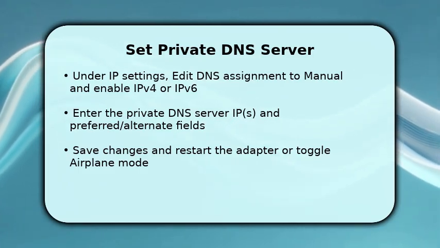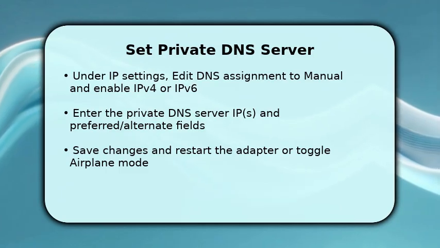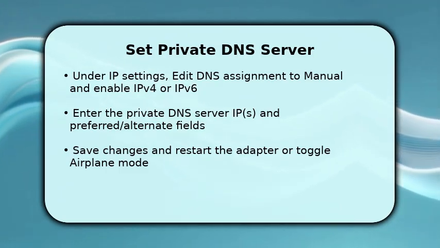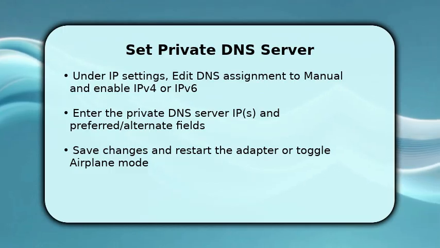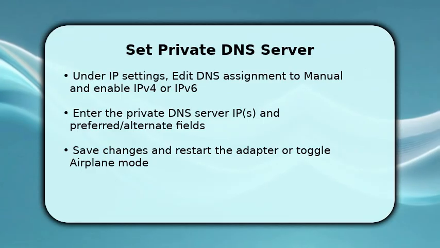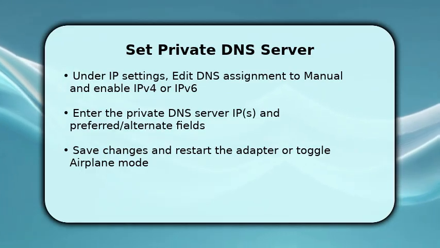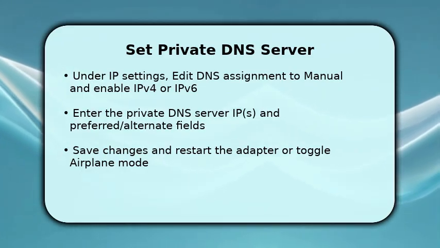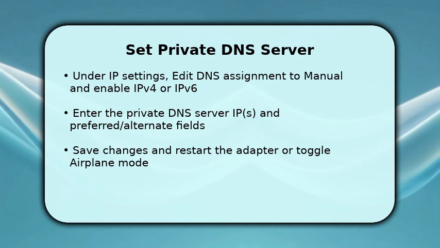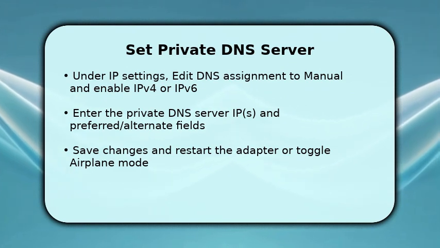Then type the private DNS server IP into the preferred field and put an alternate if you have one, because redundancy avoids outages. Save the changes and restart the adapter, or briefly toggle airplane mode, to force Windows to apply the new DNS. This sequence ensures your system queries the private server instead of public resolvers.